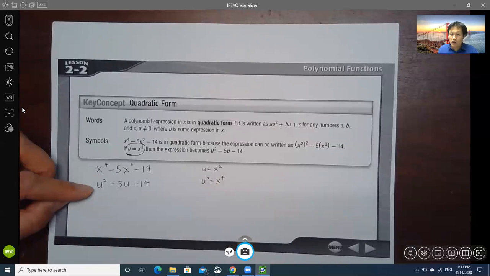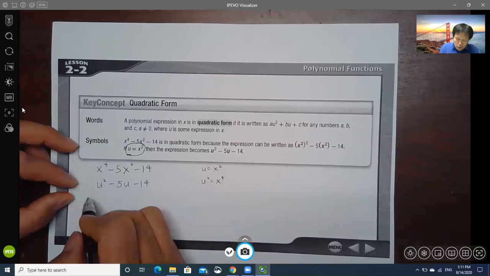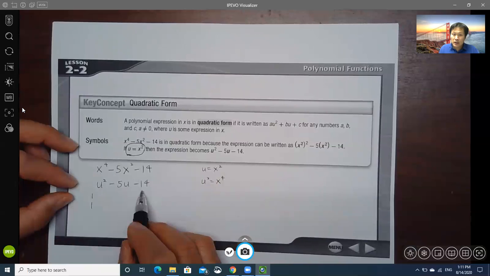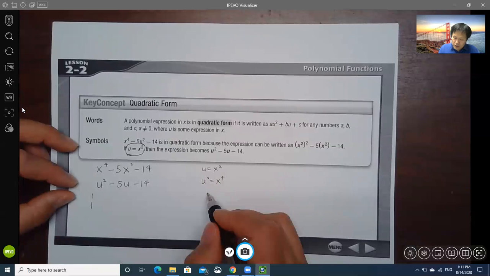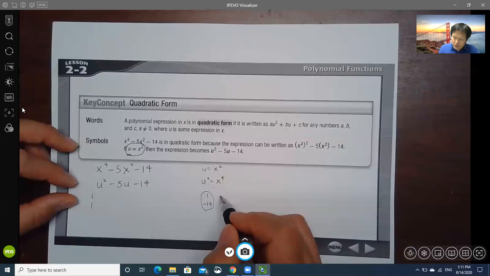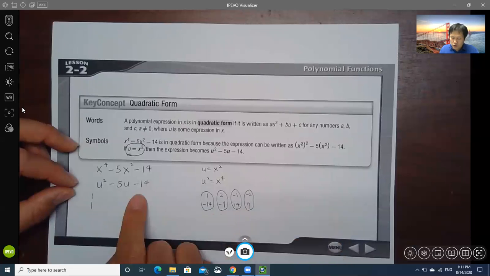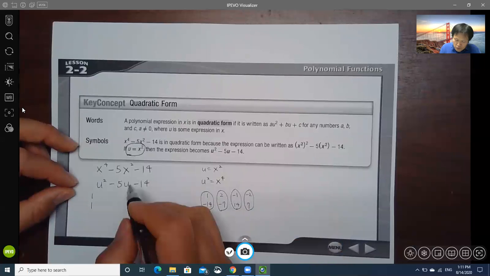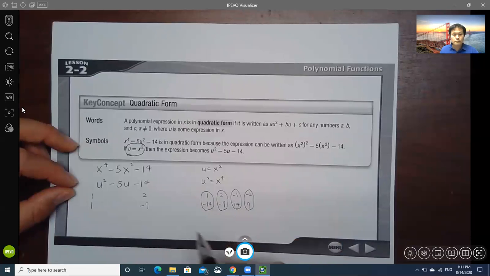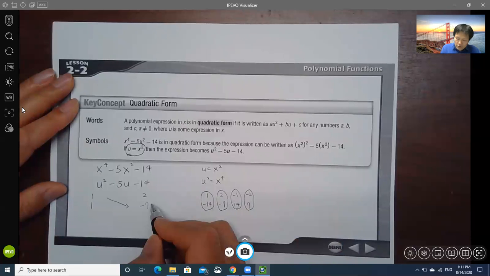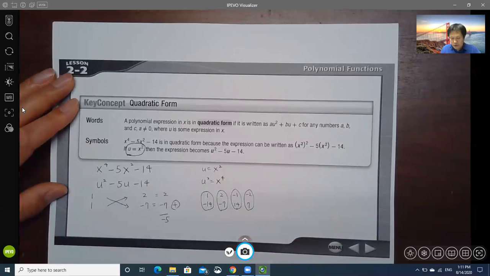Then we can do trinomial factoring. 1 times 1 makes 1. Minus 14 has several: 1 times minus 14, 2 times minus 7, minus 1 times 14, minus 2 times 7. So we have 4 different combinations. You have to choose which one. 2 and minus 7 is the one that's going to work. 2 and minus 7, multiply, you get minus 14. Multiply the others, you get 1. Add them, you get minus 5. So these numbers match.